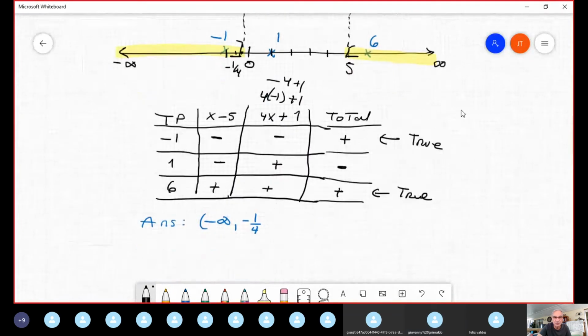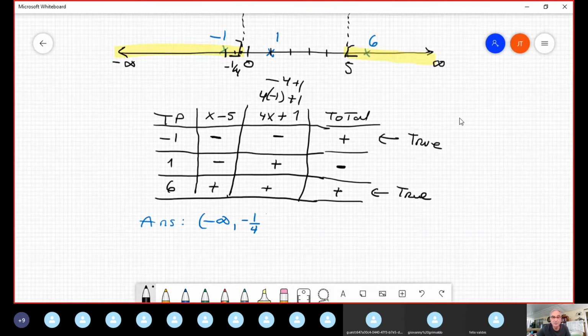So both brackets. Bracket here, union, bracket 5, comma, infinity. Final answer.